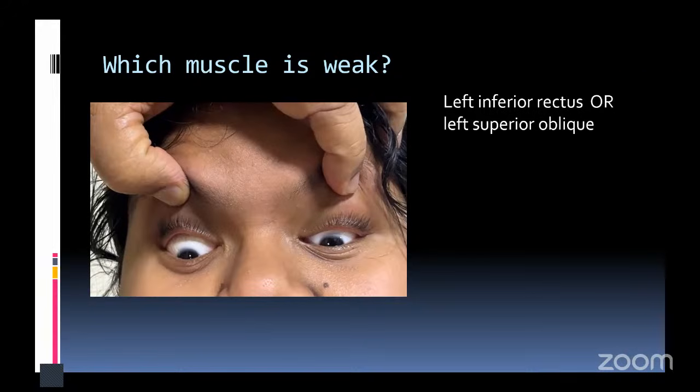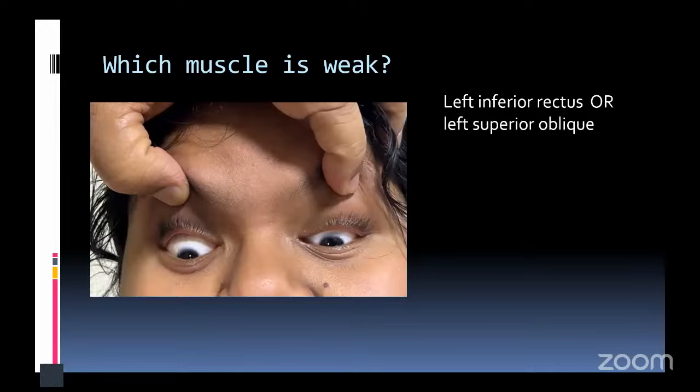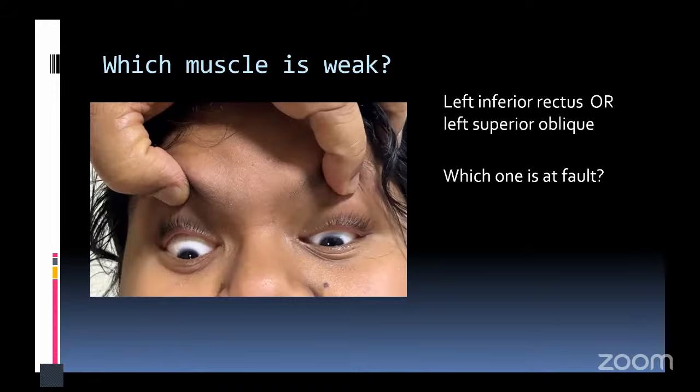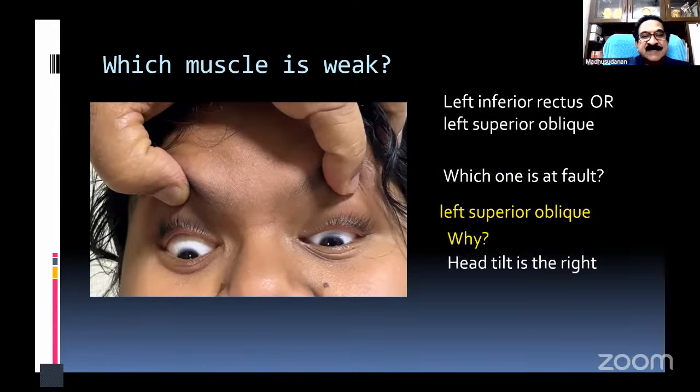Okay? Yes, sir. Now, which one is affected here? Is it the left superior oblique? To tilt the head to either side. Okay, right. But the patient came with the head tilt to the right side. If there's a head tilt, it should be oblique. Yeah, that means in the case of superior oblique, head tilt should have been on the right side.